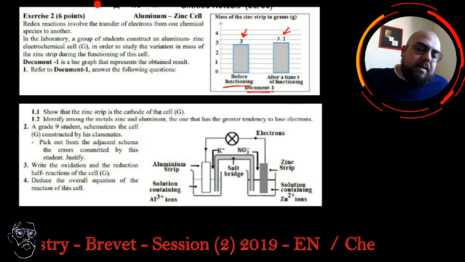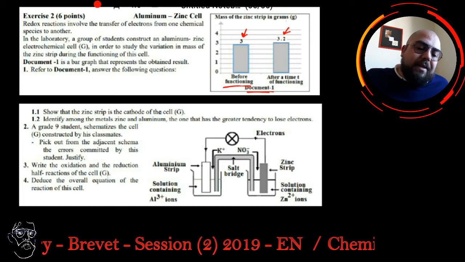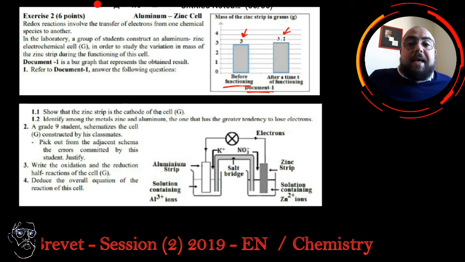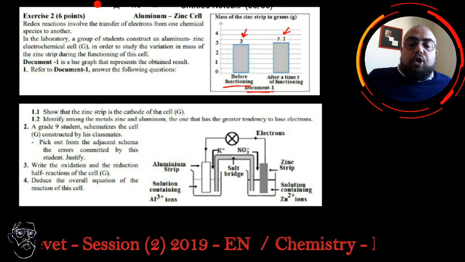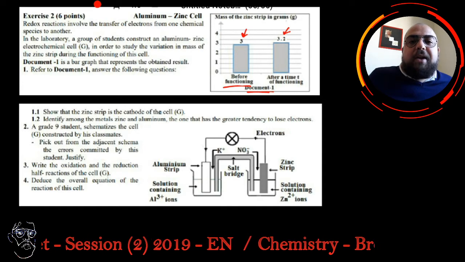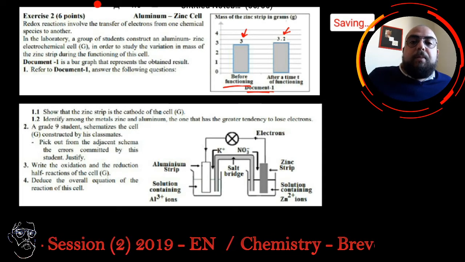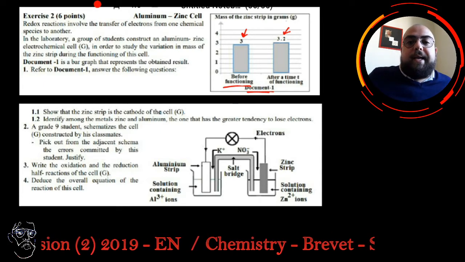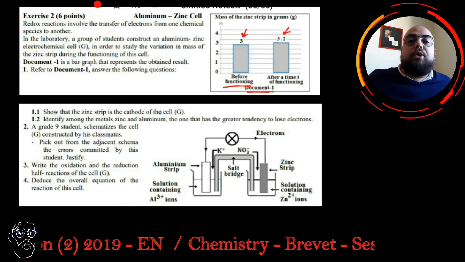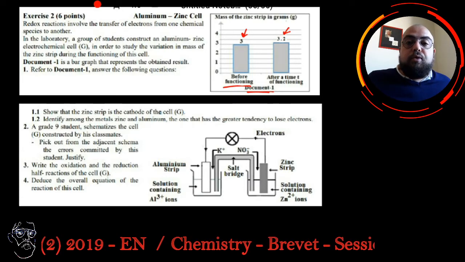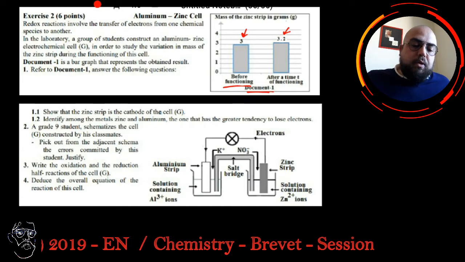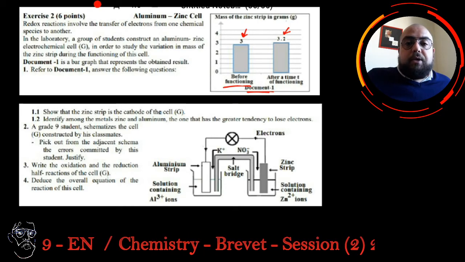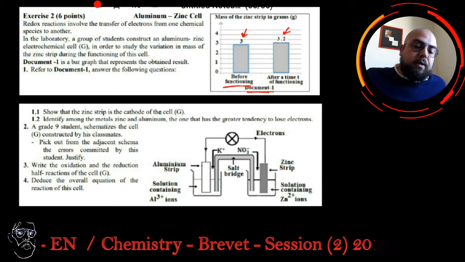Identify among the metals, zinc and aluminium, the one that has the greatest tendency to lose electrons. Since zinc is the cathode, whatever remains, the aluminium, is the anode. Whenever aluminium is the anode, it has the higher tendency to lose electrons. The anode is the metal which is more likely to lose electrons more easily. So the anode is the strip of aluminium, and it has a higher tendency to lose electrons.